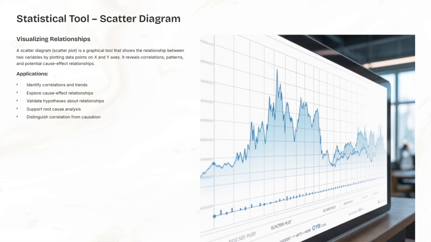within our data. Think of a scatter diagram as a simple but powerful statistical tool. By plotting data points on X and Y axes, it reveals patterns, relationships, and possible causal links between variables. This makes it an invaluable visualizing tool for understanding complex relationships in our process or dataset.